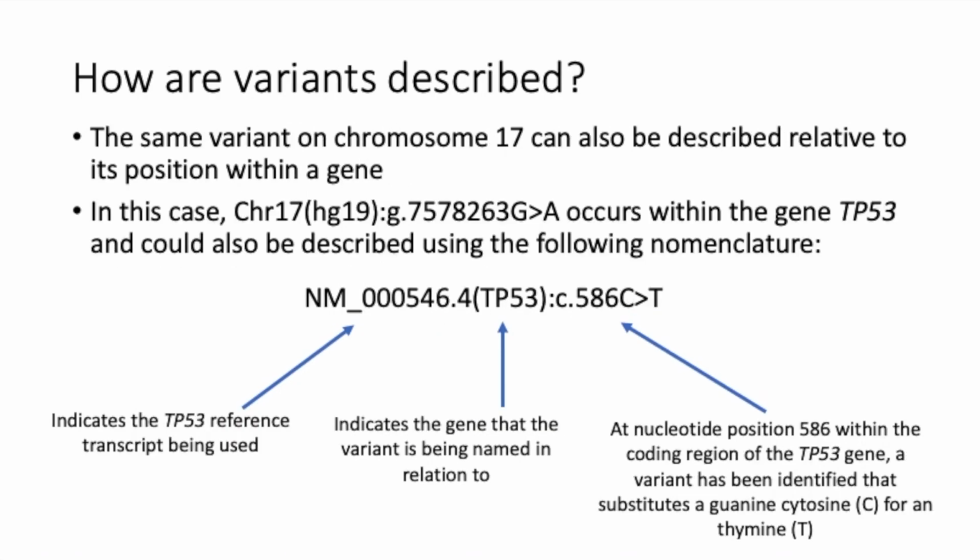The same variant shown in the last slide can also be described based on its position within or around a specific gene. In the example used on the last slide, the variant on chromosome 17 occurs within the coding region of a gene called TP53. This example shows how the same variant can be described based on its position within the TP53 gene.